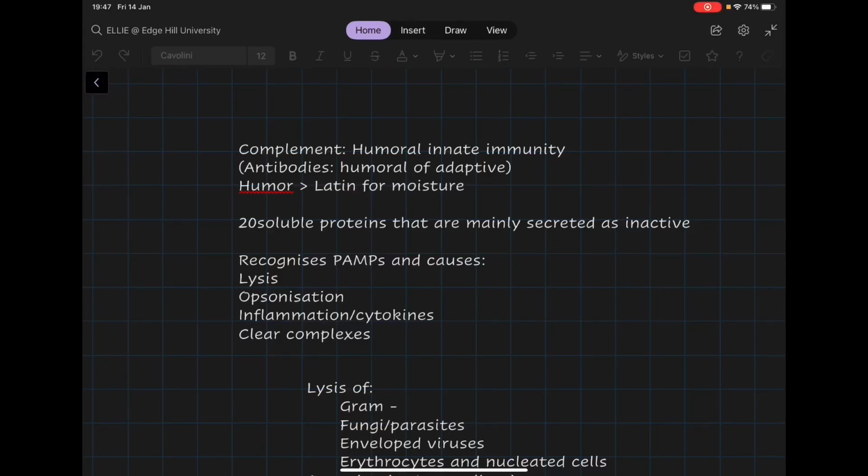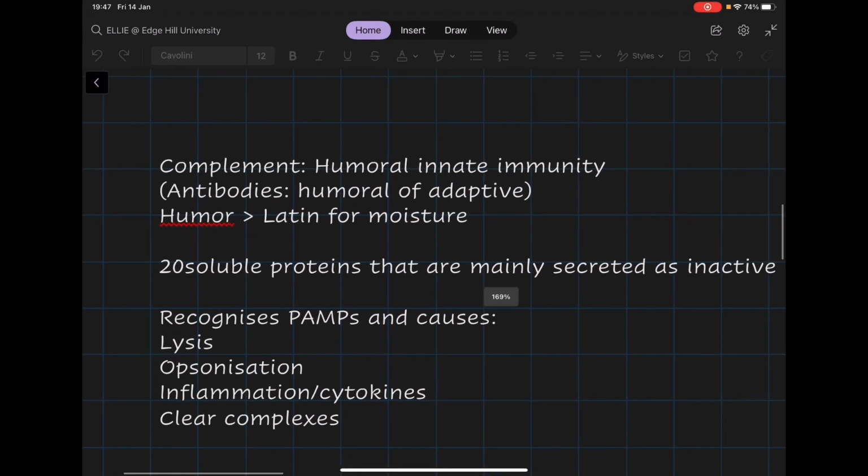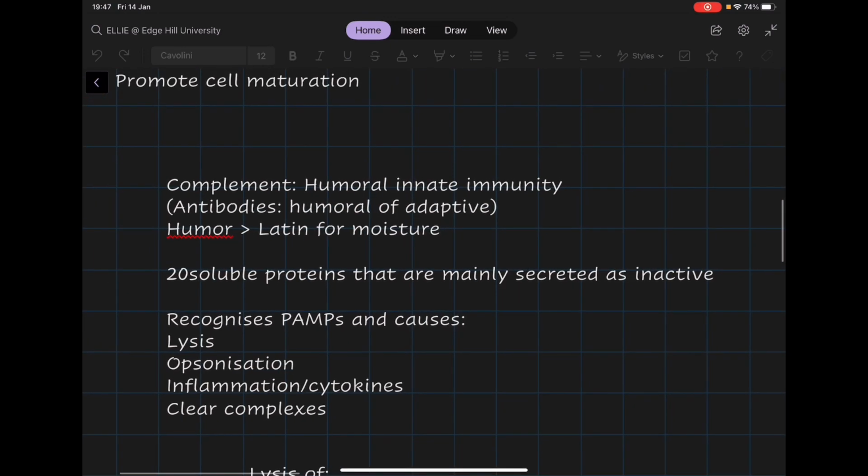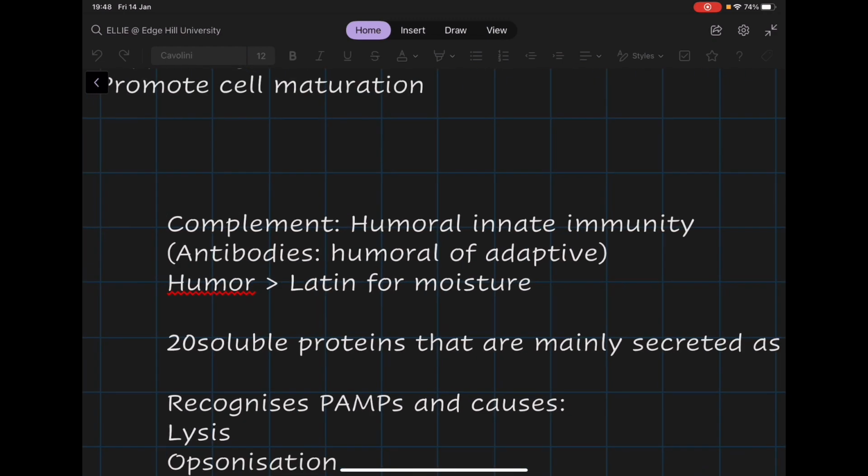The next thing to talk about is humoral innate immunity, which is the classical complement pathway. So whenever you talk about humoral, think B cells and antibodies, because that is the humoral immune system. Cell-mediated immunity is with T cells. Humoral is with B cells and antibodies. And a fun fact is that in Latin, humor means moisture.